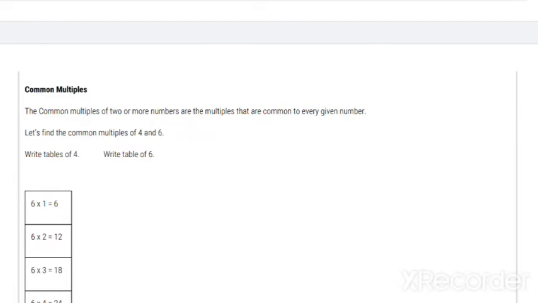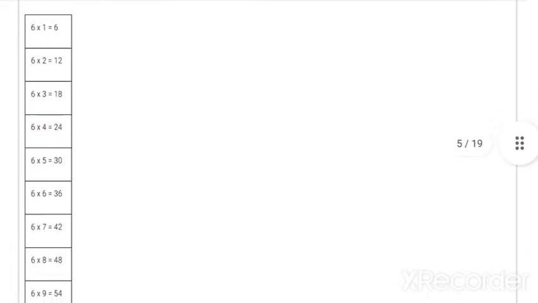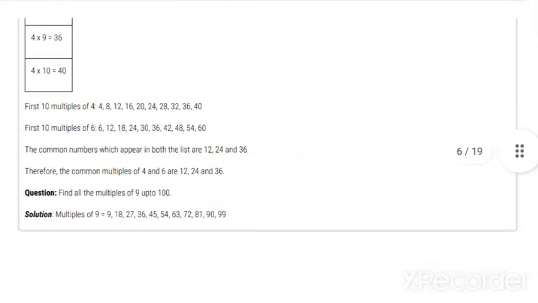Like suppose, find out the common multiples of 4 and 6. So, first write the tables of 4 and 6 separately, look on the screen. And children, what do you see? First 10 multiples of 4 are 4, 8, 12, 16, 20, 24, 28, 32, 36 and 40. And first 10 multiples of 6 are 6, 12, 18, 24, 30, 36, 42, 48, 54 and 60. So, the common numbers which appear in both the lists are 12, 24 and 36. So, these are the common multiples.